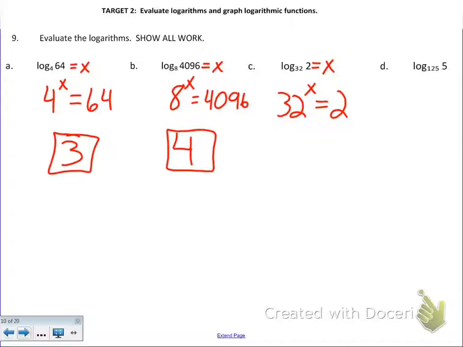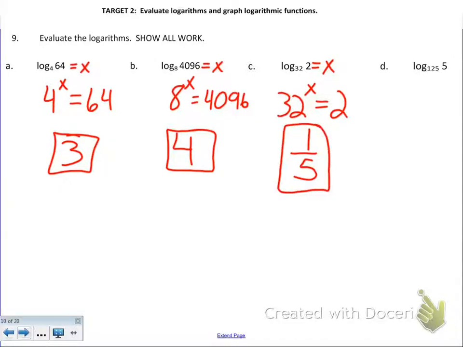So what root of 32 is 2? Well, that is the 5th root of 32. So our answer is 1/5. So 32 to the 1/5 power gives us 2 as an answer.